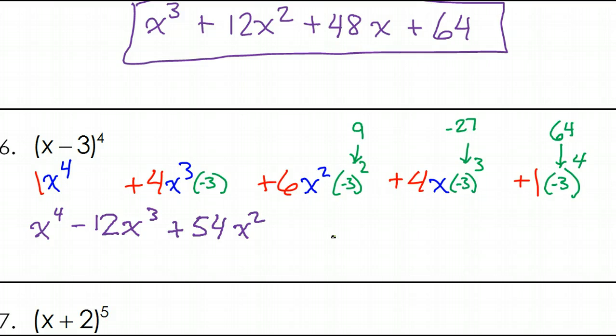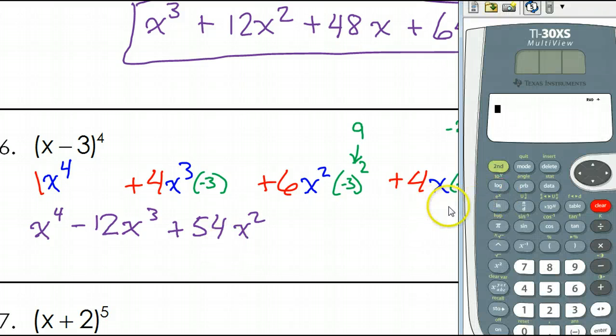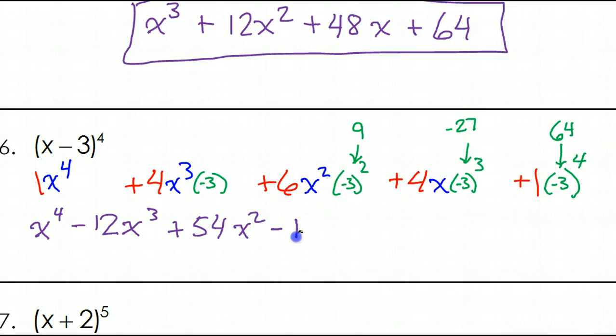All right, so here's my calculator. 4 times negative 27 is negative 108. I should have known that. So I will have negative 108x, because that's this term right here. And here I just have the positive 64, so I'll do plus 64. And that's it. That will be our answer for number 6.